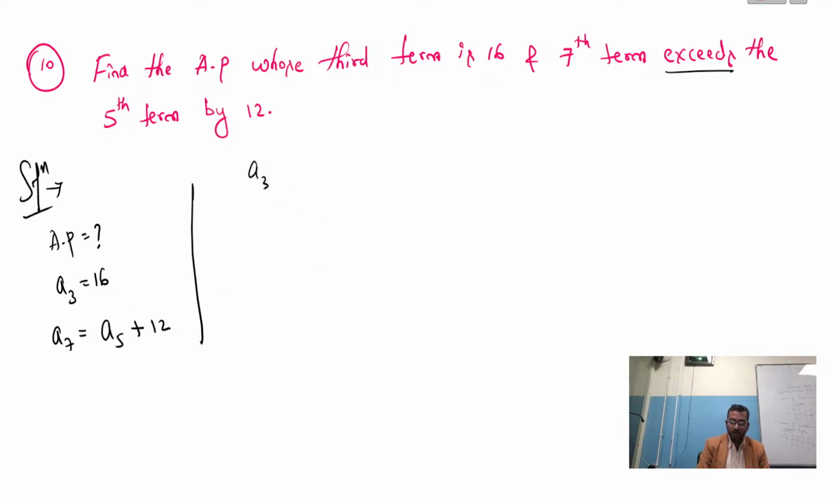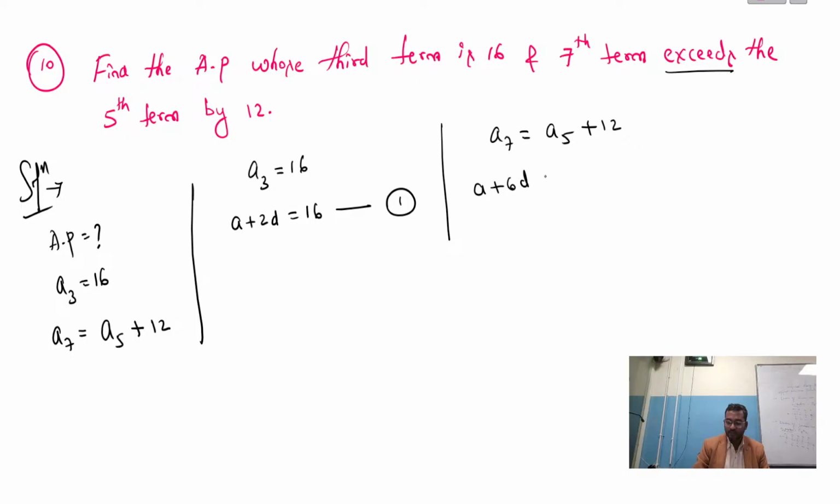Now, let me come back to the question. A3 is equal to 16. A3 can be written as A plus 2D is equal to 16. Let me call this equation 1. Then again, one more step. They have given A7 is equal to A5 plus 12. A7 can be written as A plus 6D, that is equal to A5, which can be written as A plus 4D, plus 12 as it is.